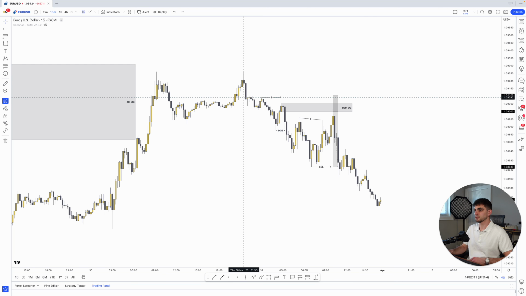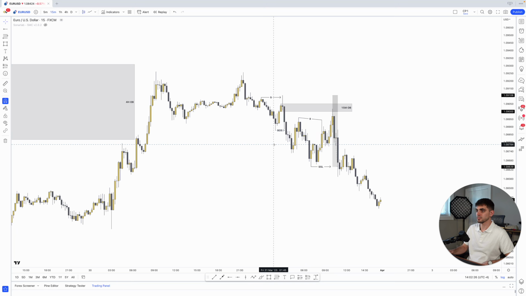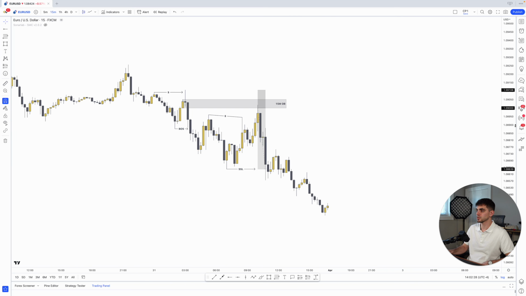So first things first, we start breaking to the downside. We see a liquidity grab here because we had a high formed here, broke to the downside, came back up and purged that high right there with that wick, and then broke to the downside once again, creating this break of structure. Let me zoom in a bit more so we can get a clearer picture.